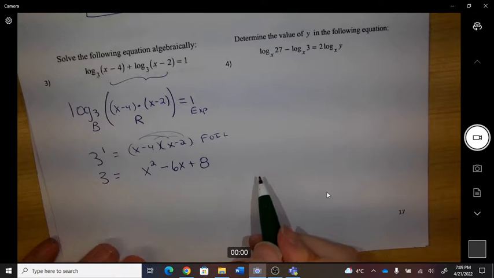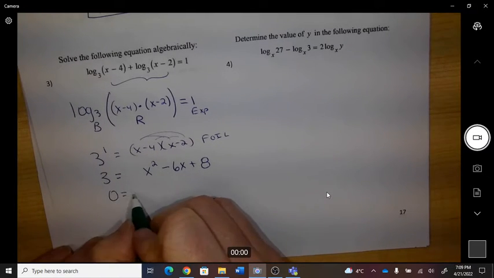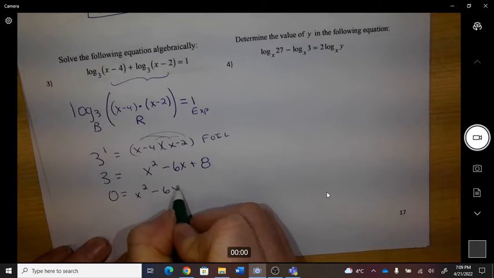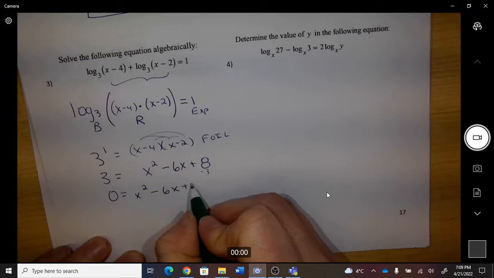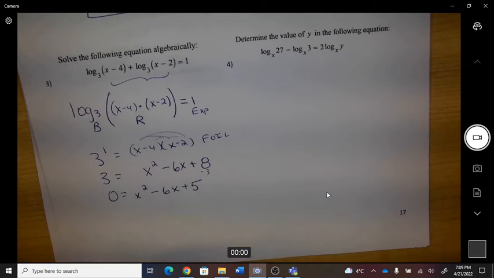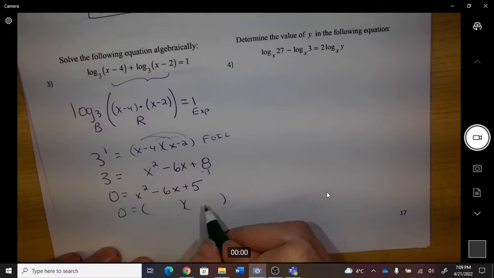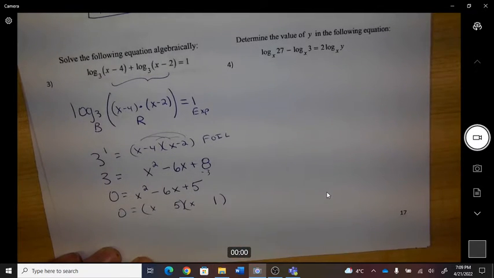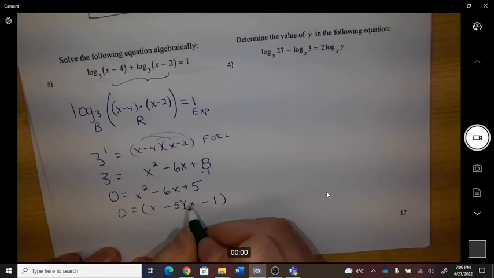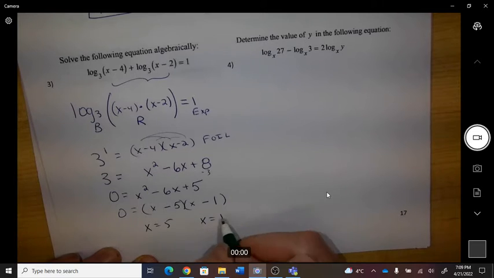How do I solve anything quadratic looking with two different types of variables here? I zero it out. Okay, now I'm going to factor, or try to at least, see if it is factorable. 5 times 1 makes that. Negative, negative adds to that. So x equals 5, x equals 1.